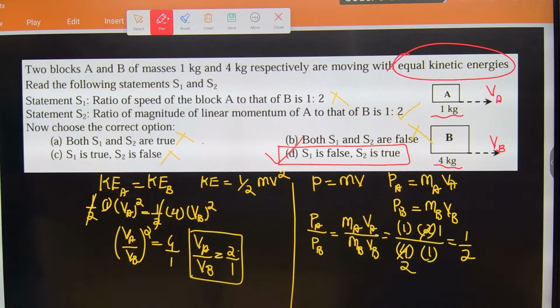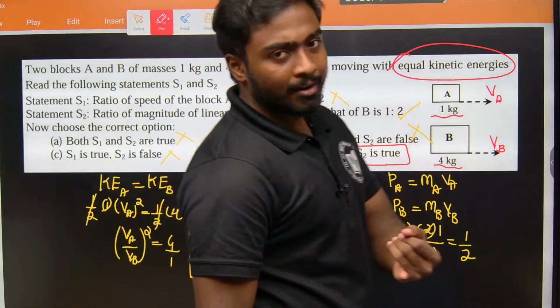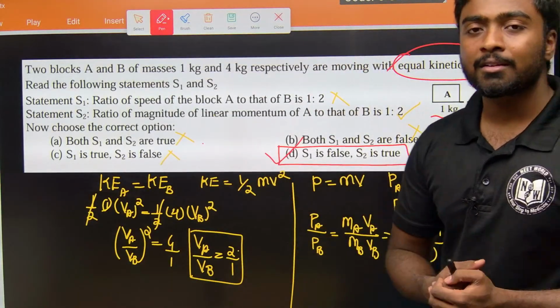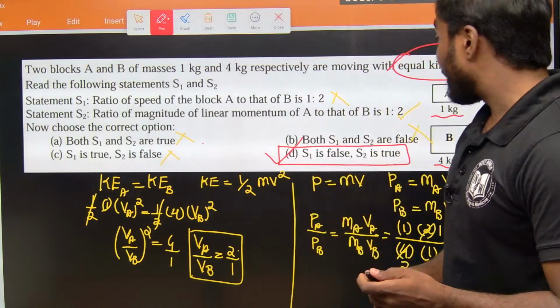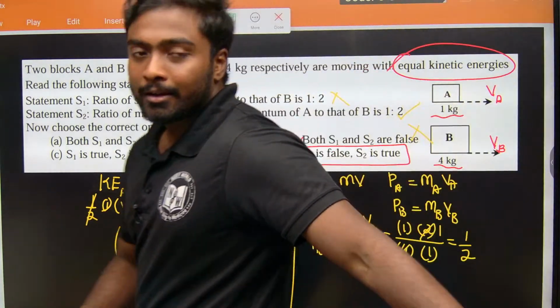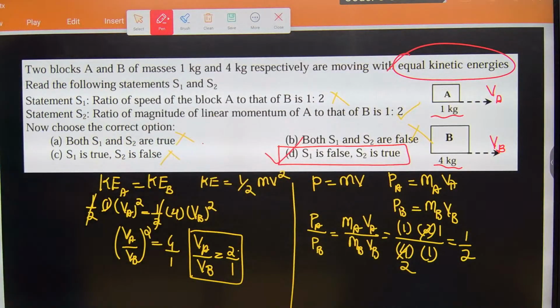It's clear, right? So what is the concept we are using here? Kinetic energy and momentum. The kinetic energy formula is half mv square, and the momentum is m into v, mass into velocity. Okay, let's go for the second question.